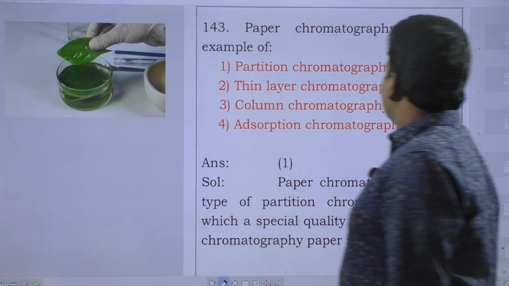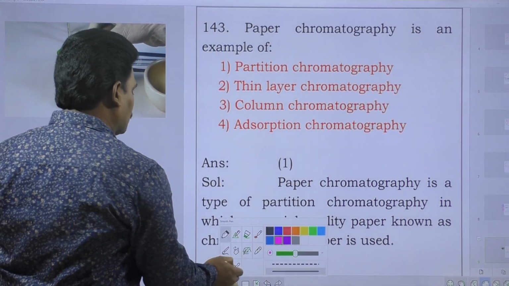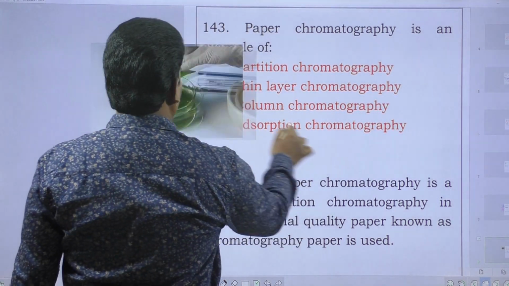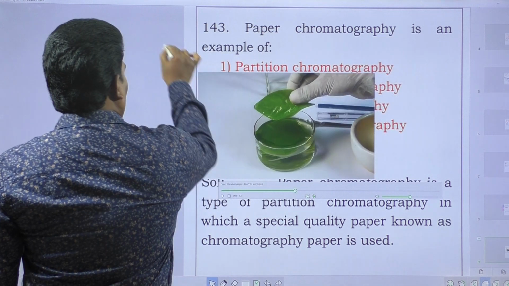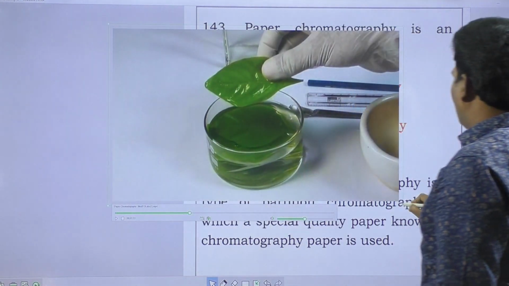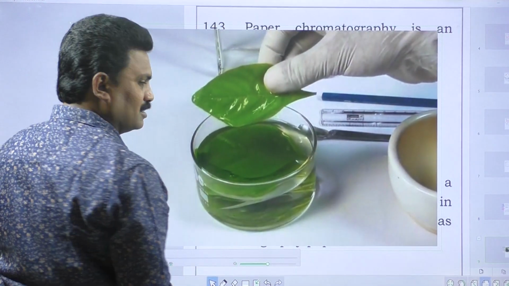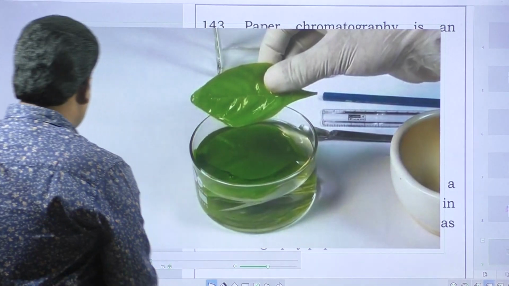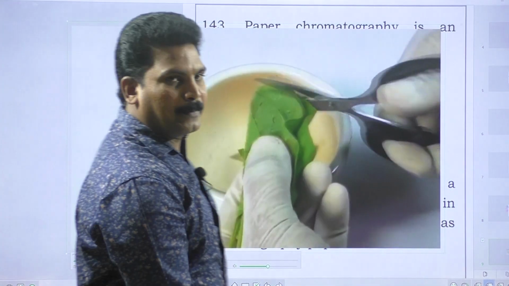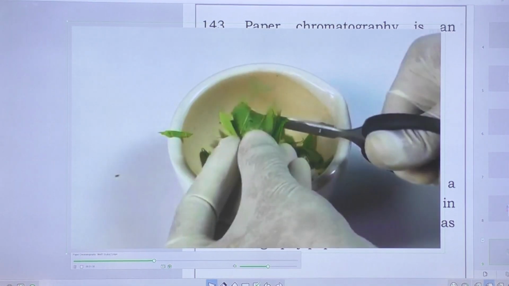Paper chromatography is an example of partition chromatography. In any chromatography, there are two phases: one is the stationary phase, another one is the mobile phase. In paper chromatography, the stationary phase is liquid and the mobile phase is also liquid. So paper chromatography is liquid chromatography. I have one video. Look at the video.